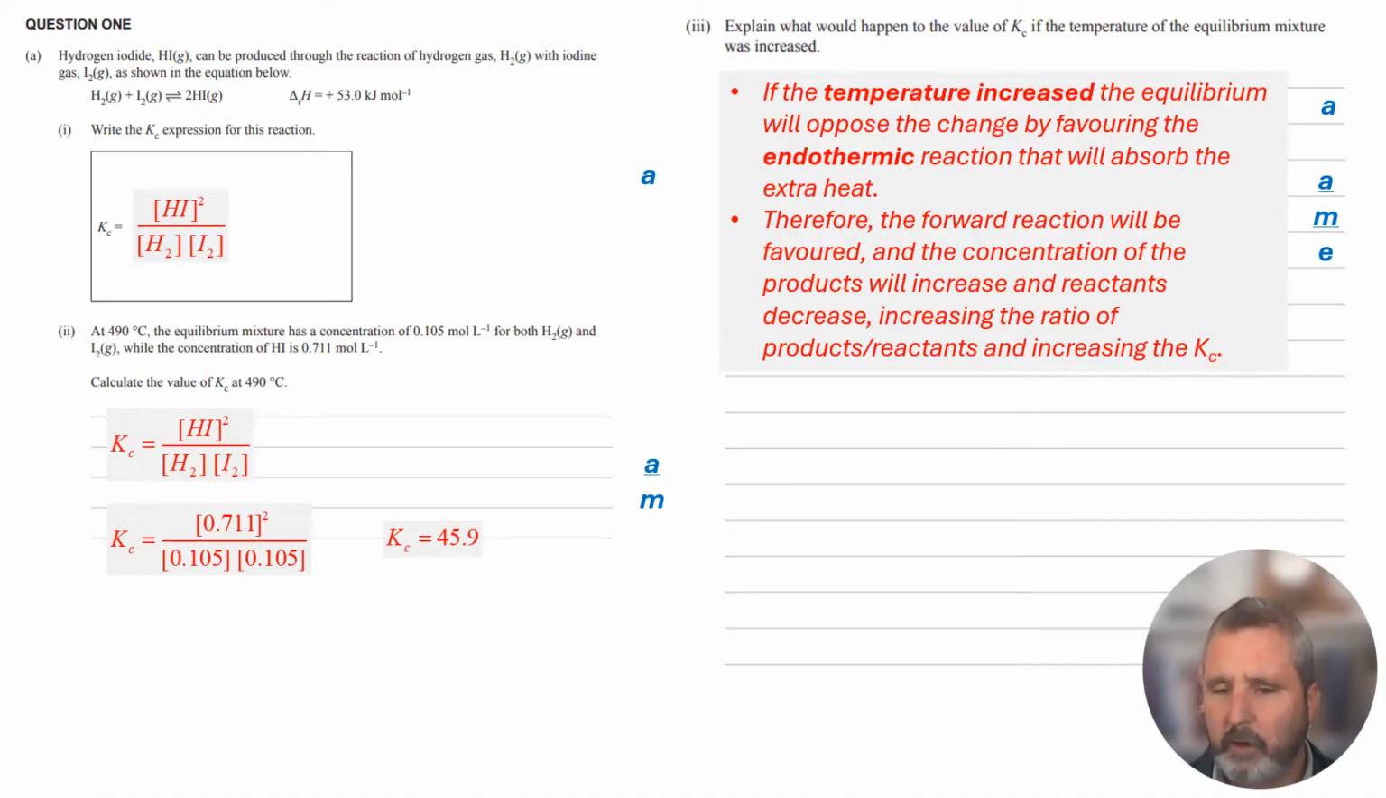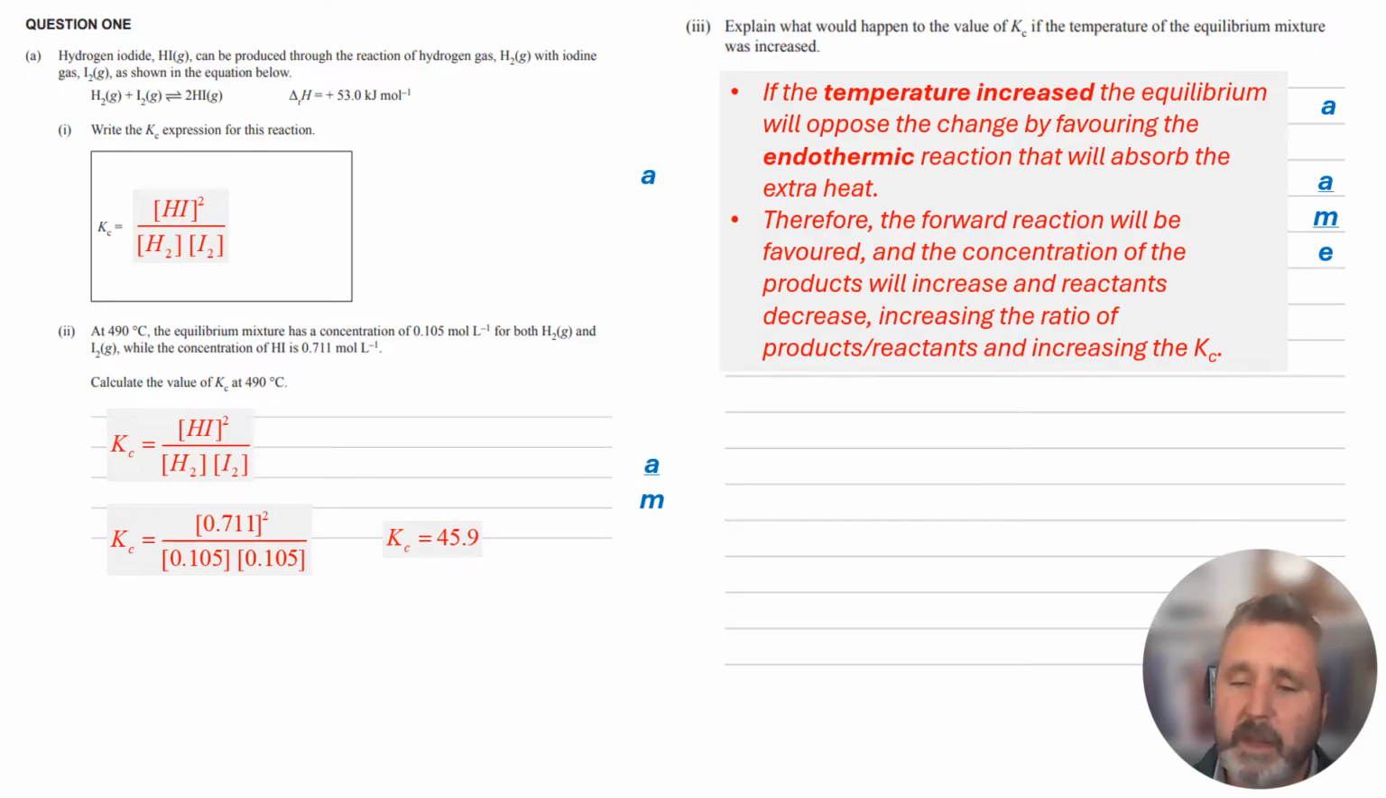We need to talk about the ratio, or we need to say when we increase the number of products, because this is a fraction, when the products get higher or the reactants get lower, we increase the value of Kc. And this is important. You need to be actually quite articulate when explaining this point here. So look at the example I've got here. Therefore, the forward reaction will be favored and the concentration of the products will increase and the reactants decrease, increasing the ratio of products and reactants and increasing the Kc.